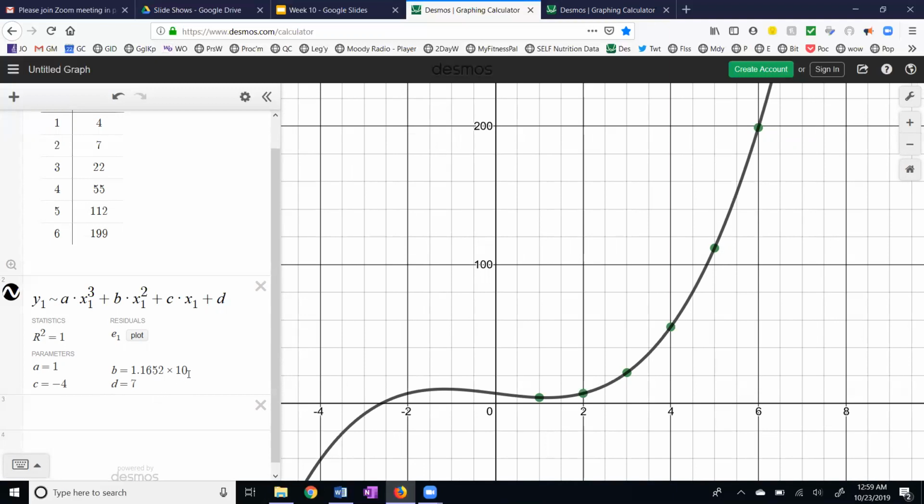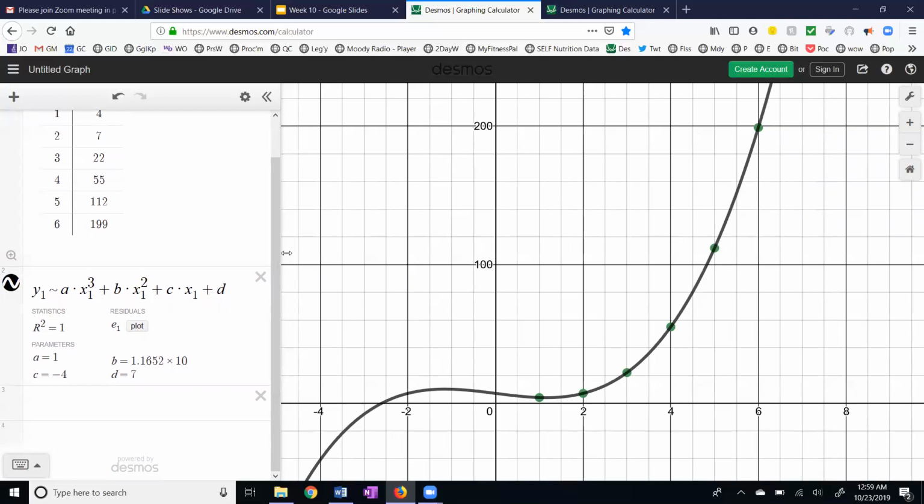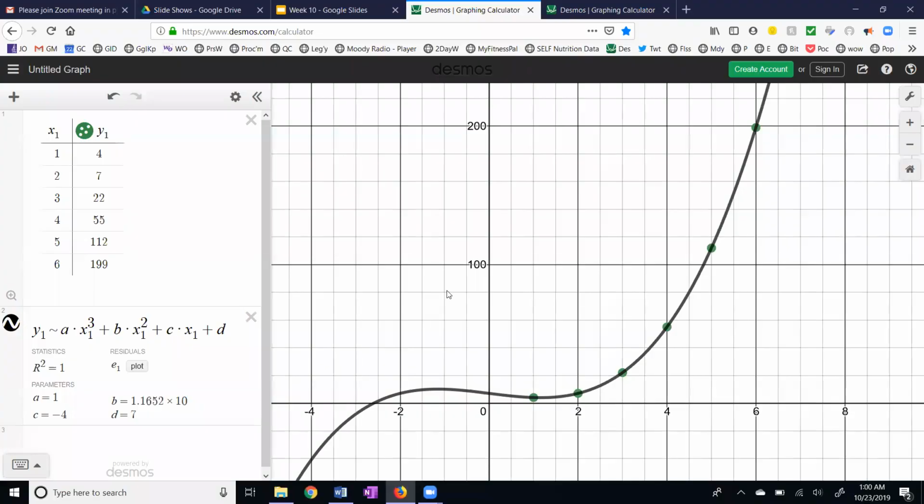Okay, now this is interesting here. I've got a little bit of a bug on my display. This is times 10 to a negative power. And I'm not sure if I can get that to show up properly. C is -4 and D is 7. Okay, and this is a little bug in Desmos, and I'll probably tweet this out to Desmos, and I'll bet you I'll have it fixed in a week.